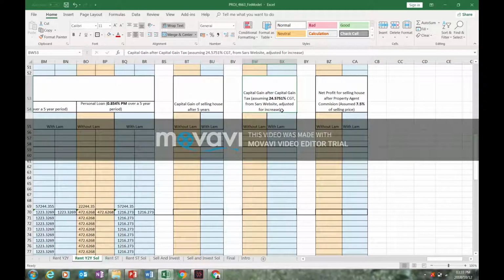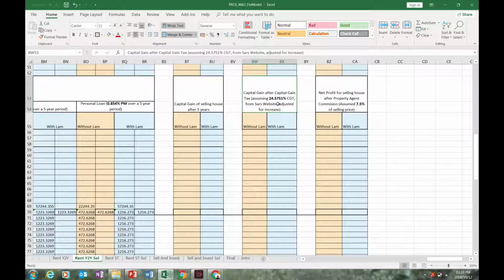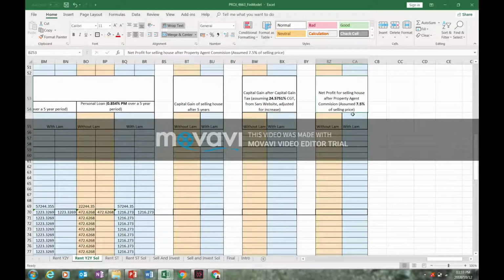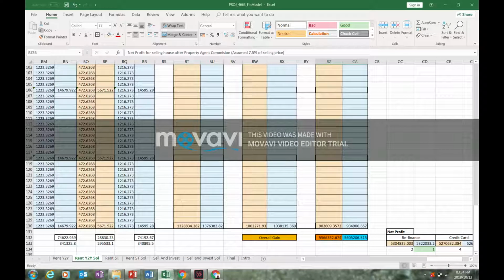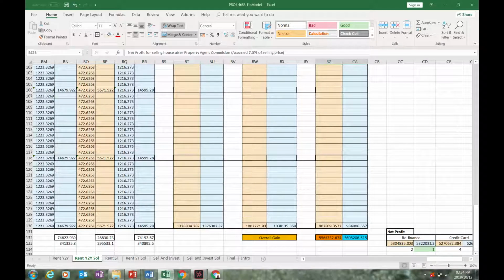After selling our house, we lose from our capital gain by 24.57%. This was just determined by taking the current capital gain tax and increasing it over an average for the last 4 years. Finally, we lose 7.5% from our capital gain for property agent commission. This was determined through research.